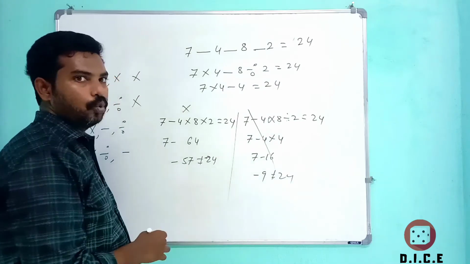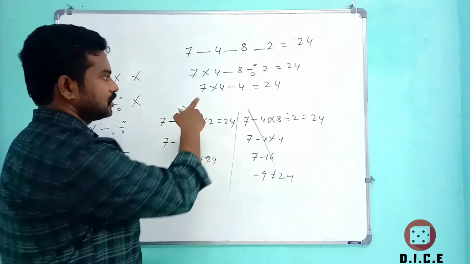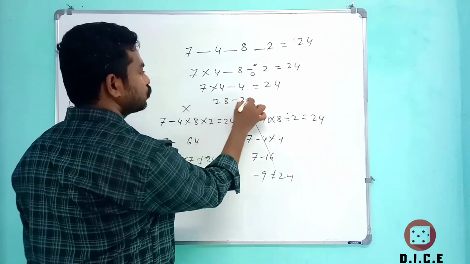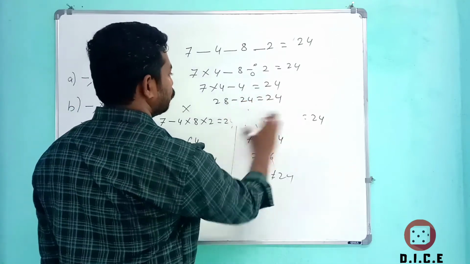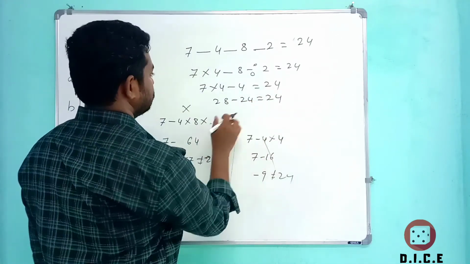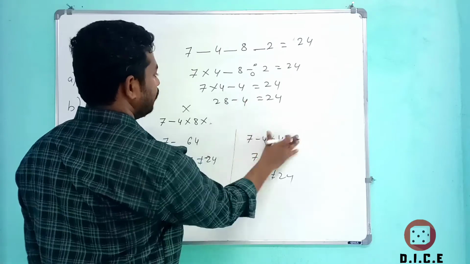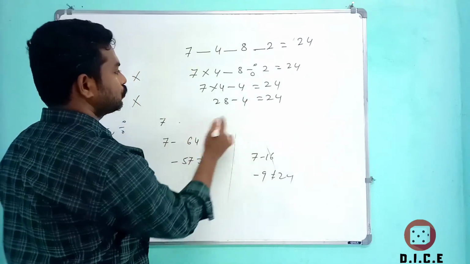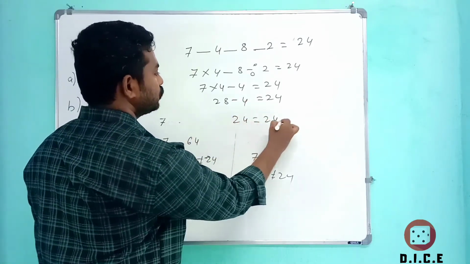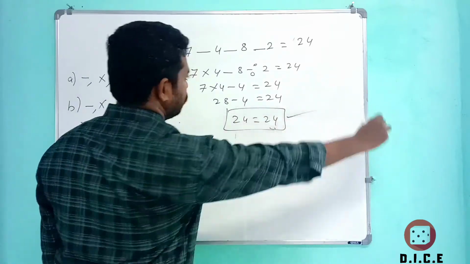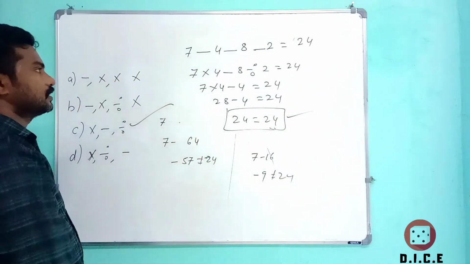Later we have to follow the rule: after division, multiplication. 7 4s are 28 minus 4. So finally, what is left is subtraction. 28 minus 4, that is nothing but 24, is equal to 24, your right answer. So option C is the right answer.